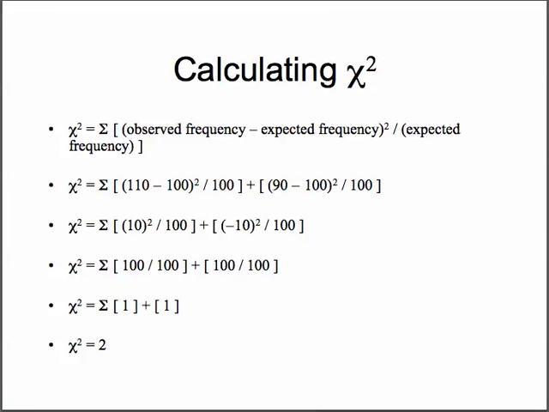Again, the formula for chi-square is the sum of the observed frequency minus the expected frequency squared divided by expected frequency. 110 minus 100 squared divided by 100 represents the cell for Smith, 90 minus 100 squared divided by 100 represents the cell for Jones. And we complete the arithmetic operation. 10 squared and minus 10 squared are both 100. 100 divided by 100 is 1. 1 plus 1 is 2. The chi-square result is thus 2.